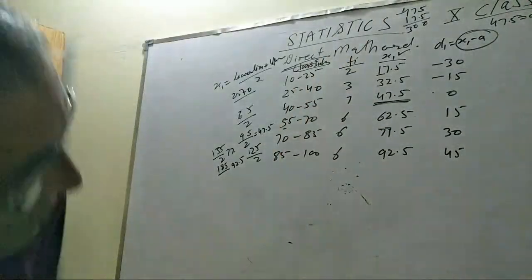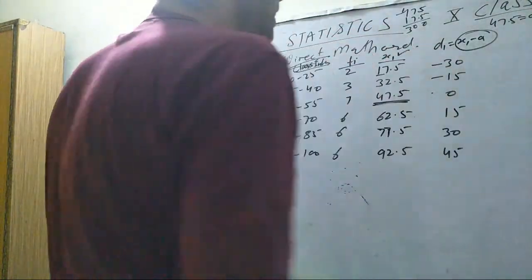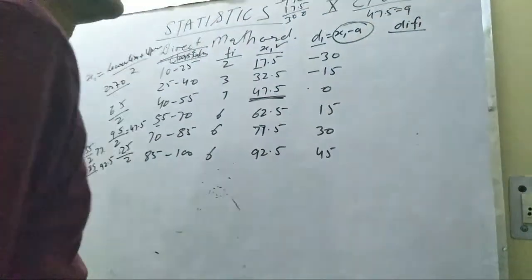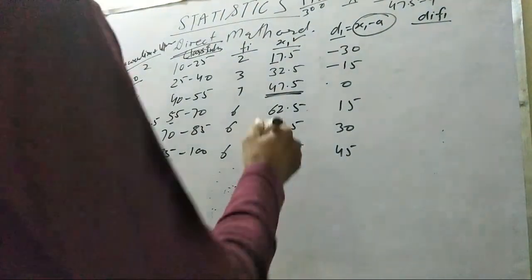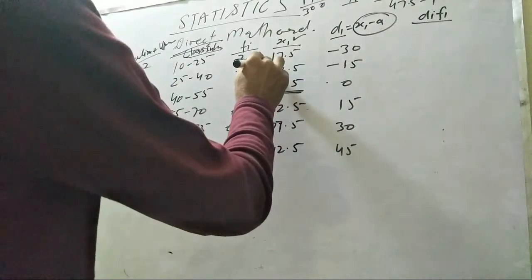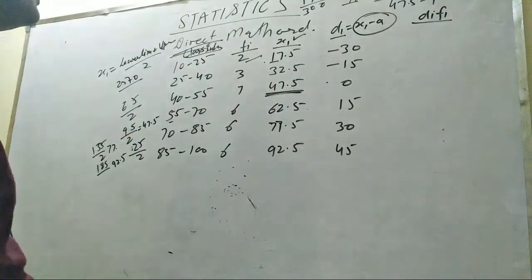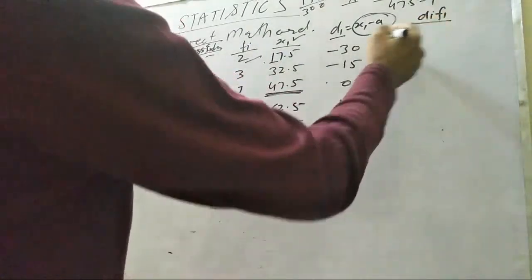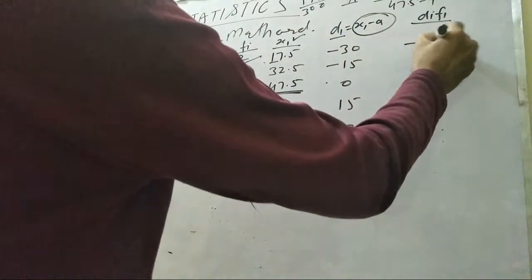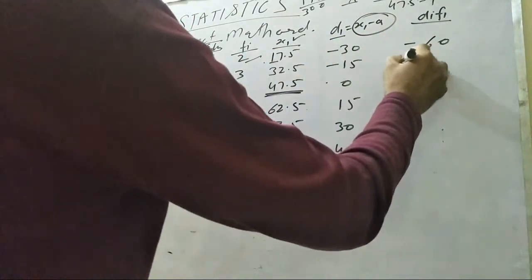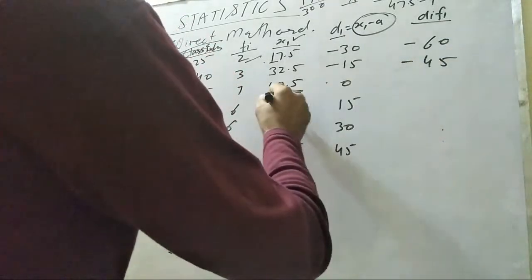कैलकुलेशन को हमने इधर कर दिया, माइनस कर दिया। Now we take d1 into f1. f1 is equal to this. This is the frequency, and d1 this is equal to minus 60 and minus 15, 45, 45, 0.